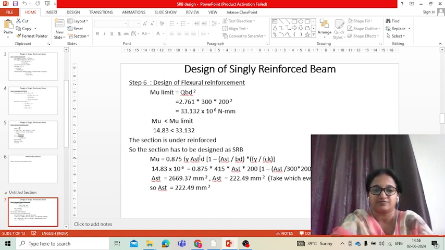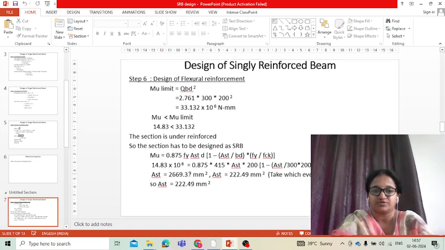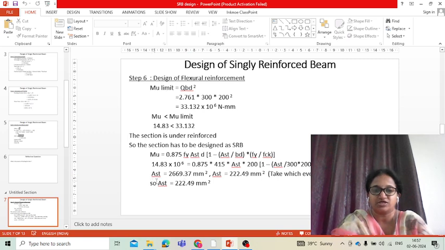For calculating the flexural reinforcement, this is the formula Mu. I have substituted all the values and I got Ast as two roots. I have taken whichever is less. So the Ast for this beam, Ast meaning the area of steel, is 222.49 mm square.